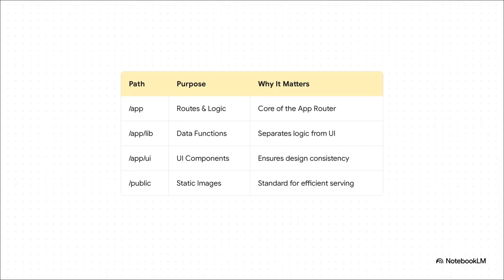And you can see the why behind every single folder. The app directory, that's the core of the new router. But then you have app/lib, which strictly keeps your data logic separate from your UI. And app/UI, that's for all your reusable components, teaching you about design consistency from day one. Every folder is enforcing a professional best practice. It's teaching you architecture just by its layout.